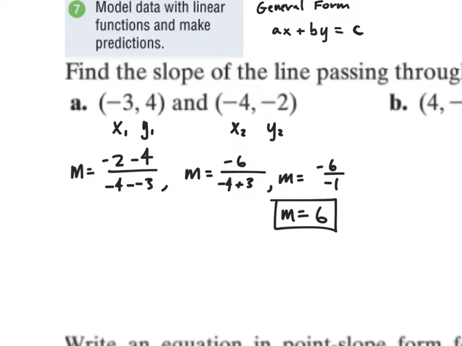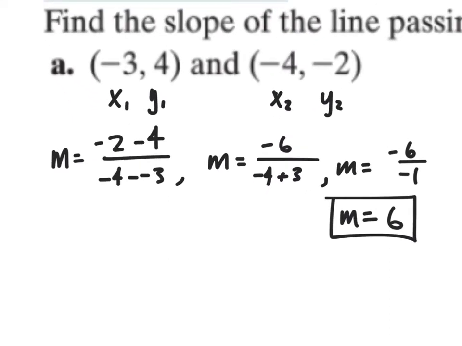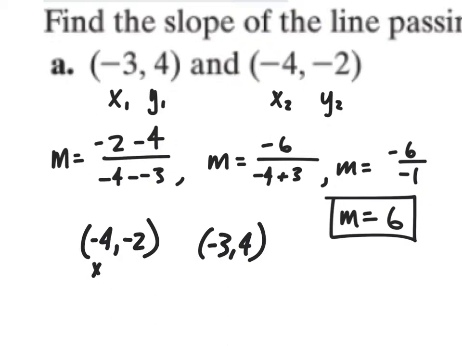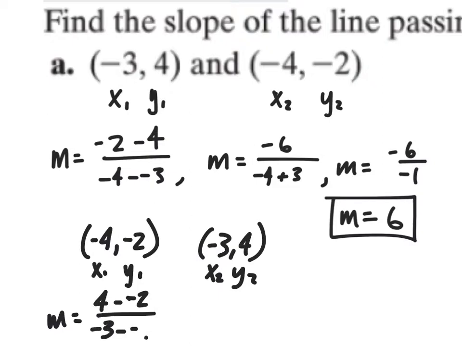Now, another way that we could do it is we could switch these points. I just want to show you this real quick. So I've got negative 4 comma negative 2, and I've got negative 3 comma 4. I'm going to call this x sub 1, this y sub 1, this x sub 2, y sub 2. If I put it into my slope formula, I'm going to get 4 minus negative 2 over negative 3 minus negative 4.